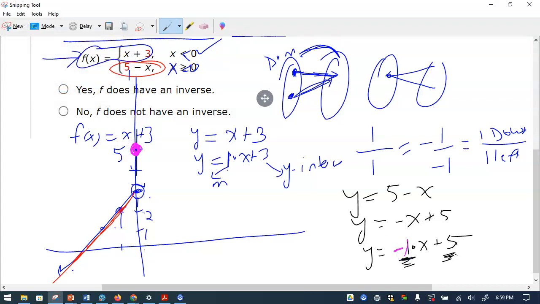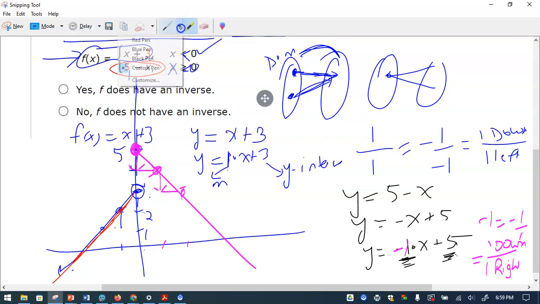And then again, the slope is minus 1. What this means is minus 1 over 1. Means you go 1 right, so you go 1 down. So you go 1 down and 1 right, like this. So this is the line. And clearly you can see that if you look at this function, you can draw a horizontal line. If I draw a horizontal line, it clearly shows that it has two values.